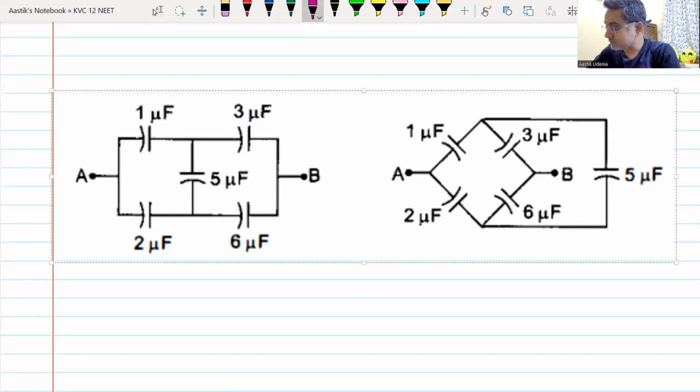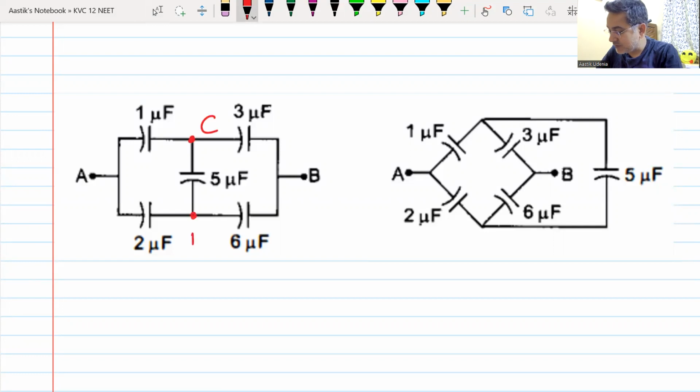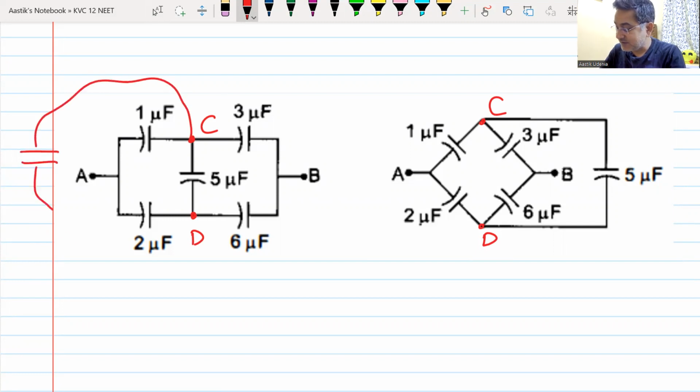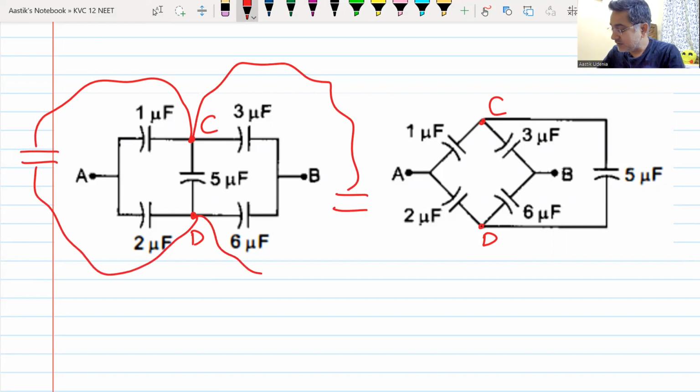Now, if I call this point C and this point D, here it is C and here it is D. Now I connect this 5 microfarad like this, or like this, or like this. The question remains same, yes or no? No matter how I connect the capacitor between C and D, my dear friends, the question remains same.